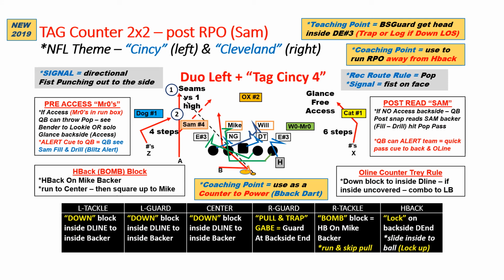All right, last one then is tag counter. What that means is now we're going to have the tackle and the guard as the pullers. So again, if you want to break the tendency of the H-back leading you to the point of attack, we just go ahead and use a tag prefix call to Cincinnati and Cleveland. The signal now is a directional fist punching out to the side. Again, back still does his dart counteraction. Receivers run their pop RPO, and quarterback still reads the Sam backer. He fills, you drill; he sits, back gets.